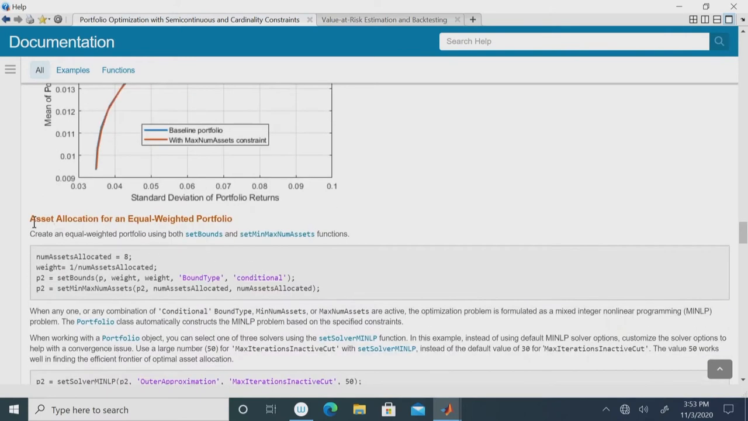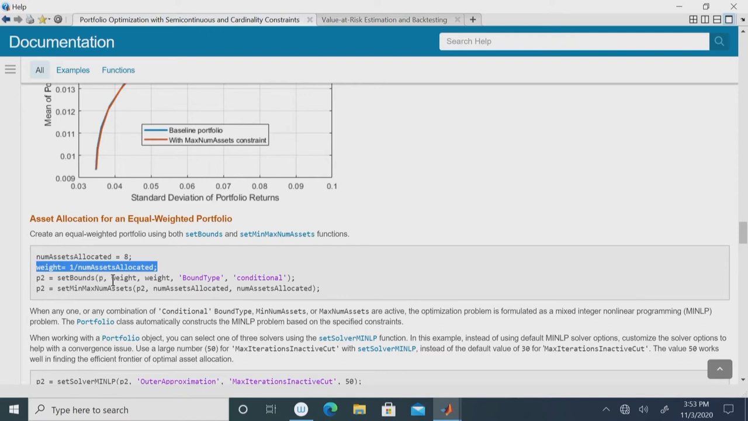Okay, so now let us look at an equal weighted portfolio. What you can do is create an equal weighted portfolio by setting bounds as well as the min max number of asset functions. Suppose that we have the number of assets equal to 8, and then the weights will be 1 over number of assets to be allocated. That means each individual asset will have a weight of 1 over 8, and then we set the bounds.